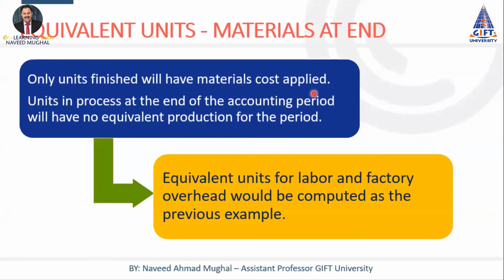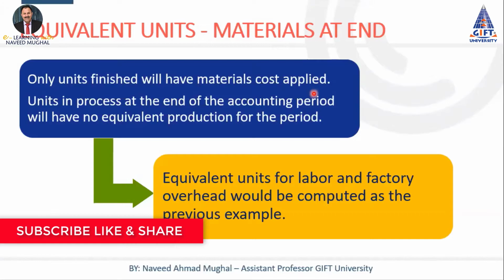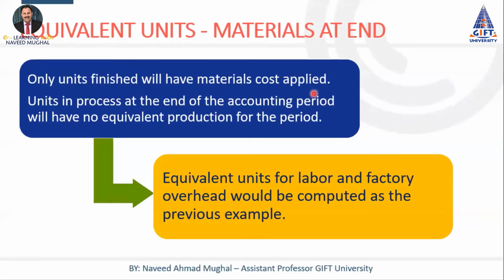If units are partially completed and material is to be added at the end of the process, the partially completed units have not received any material, so they are 0% complete with respect to materials, and only finished goods or the completed goods would be applied material cost. That's why they would be 100% complete with respect to materials.